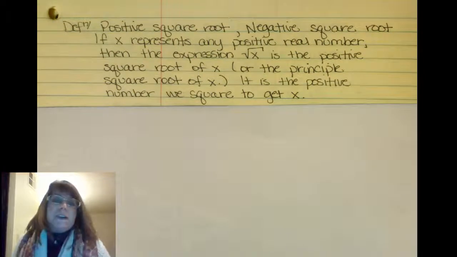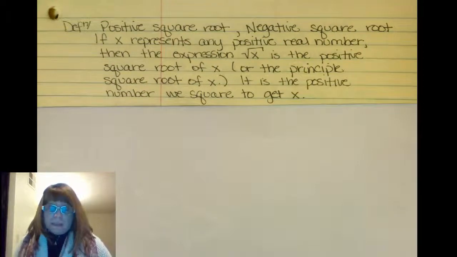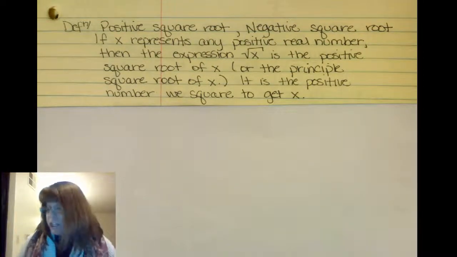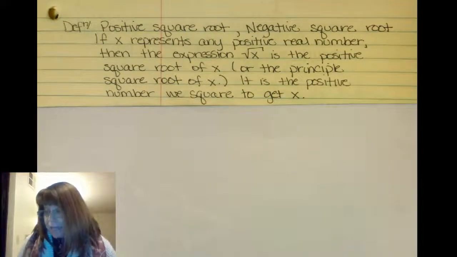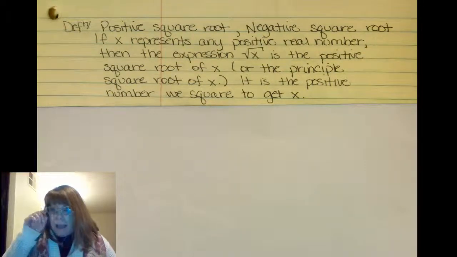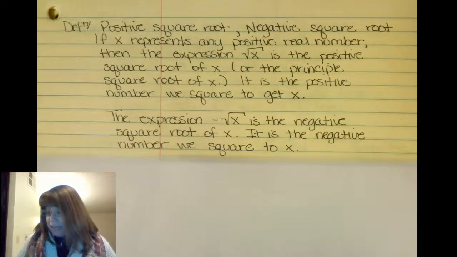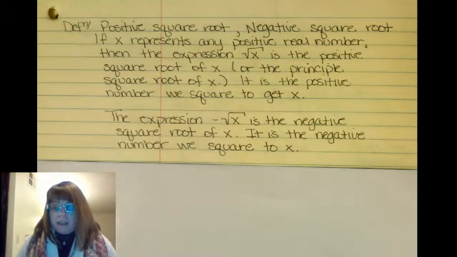Now, what we're going to focus on is the positive square root. There is a negative square root as well. If x represents any positive real number, then the expression square root x is the positive square root of x, or it's called the principal square root of x. It is the positive number we square to get to x. Now, this is something where I'm going to disagree a little bit about the book we are using. Let me continue to explain what the negative square root is and how we are going to have the notation of it for your homework and for the rest of the chapter.